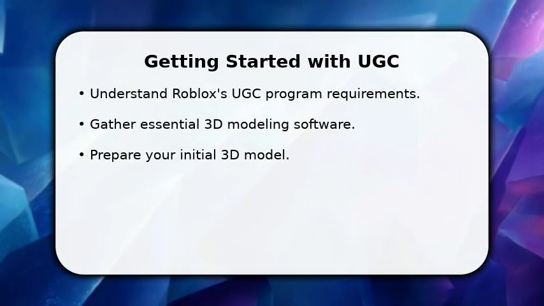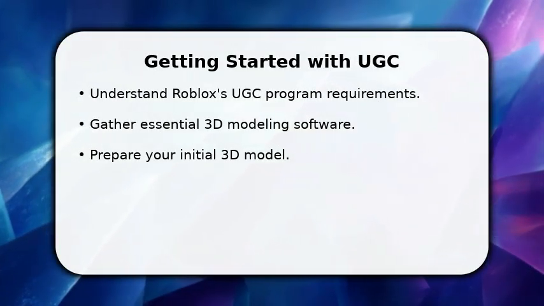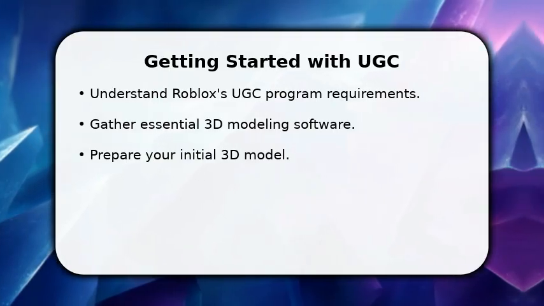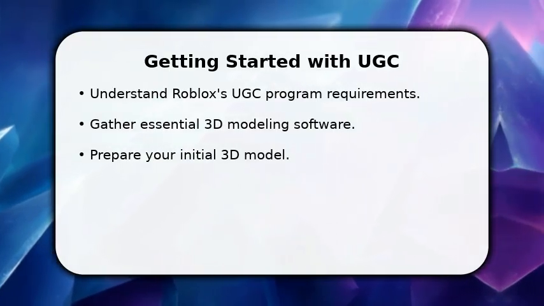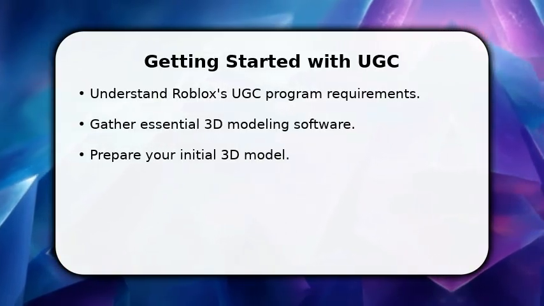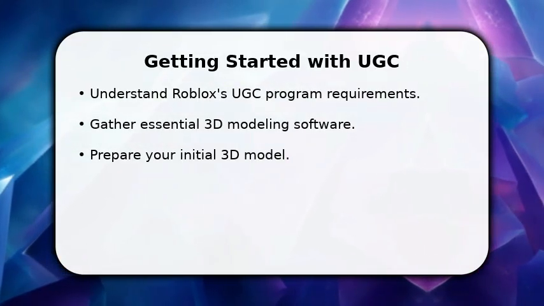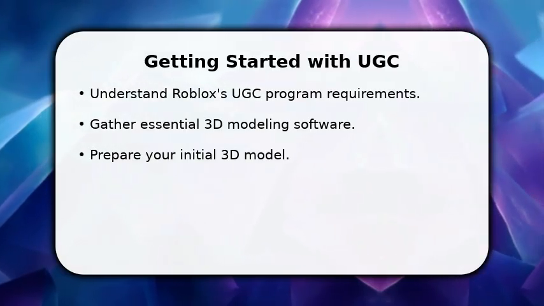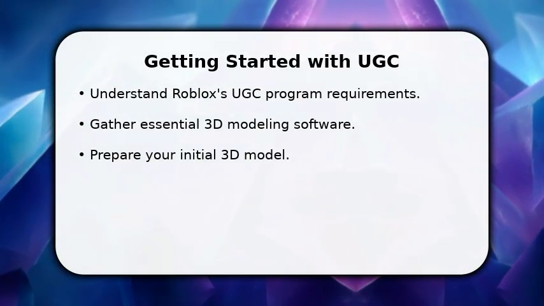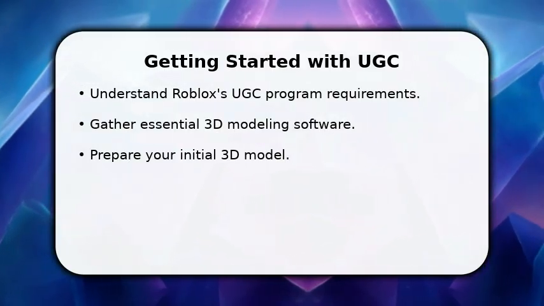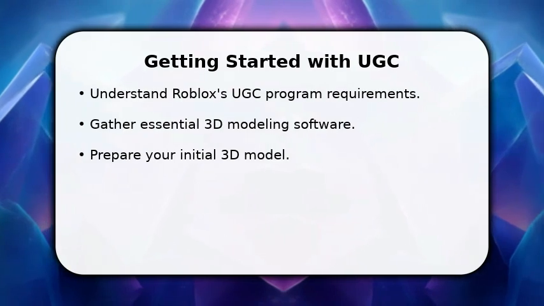In this video, I will explain how to make UGC items in Roblox. First, you need to understand the program's requirements and ensure you meet the eligibility criteria. Next, gather your 3D modeling software, like Blender, and familiarize yourself with its basic functions. Finally, begin preparing your first simple 3D model, focusing on clean geometry and proper scaling for Roblox. This foundational work is crucial for a smooth creation process.